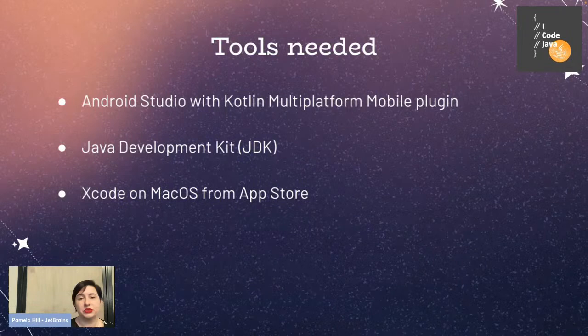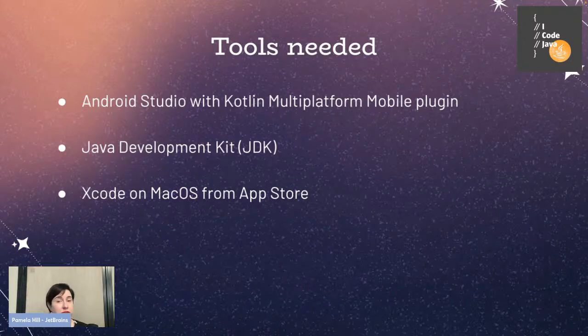So these are the tools that you're going to need to share code with KMM on Android and iOS. You're going to need Android Studio, which you can get for free, with the Kotlin Multiplatform Mobile plugin that just went into beta, which you get from the marketplace on Android Studio or IntelliJ. You can also use it with IntelliJ if you like. You also need the Java Development Kit, so there is Java in this after all. And you also need Xcode. Please don't boo. Okay, Xcode on macOS from the App Store.